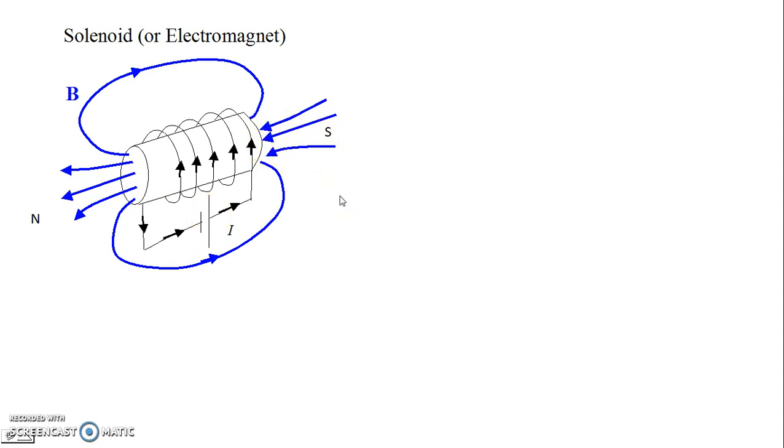So again, here we have an electromagnet. All we have is charges moving around, looped around, looped around, and it forms the same sort of magnetic field as a bar magnet would, even without magnetic materials.